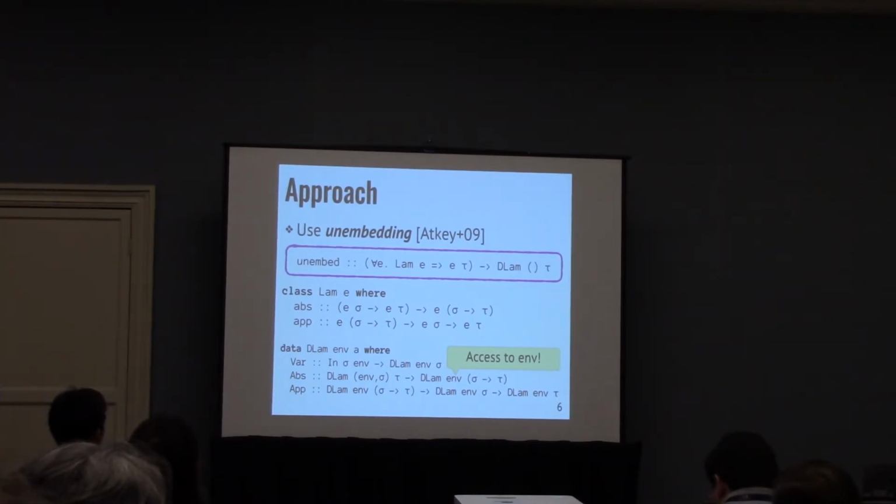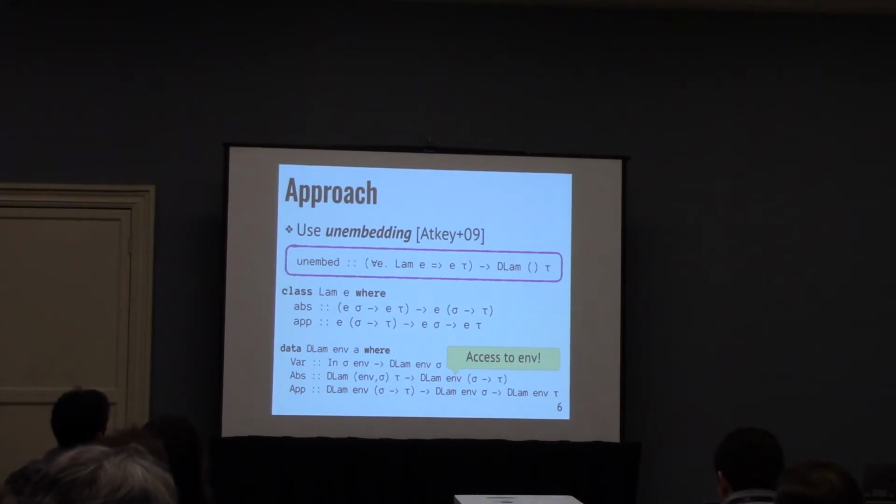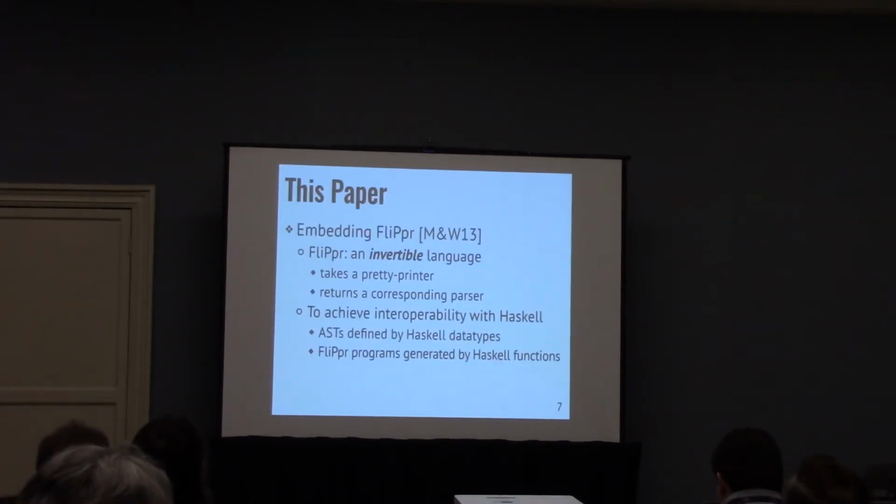Originally, unembedding is designed to interconvert the user-friendly syntax and program-manipulation-friendly semantics, that is, the finally tagless type and the de Bruijn index term. We find that the unembedding technique is also useful for embedding a programming language that has non-functional semantics. So in this paper, we embed Flipper by using unembedding.